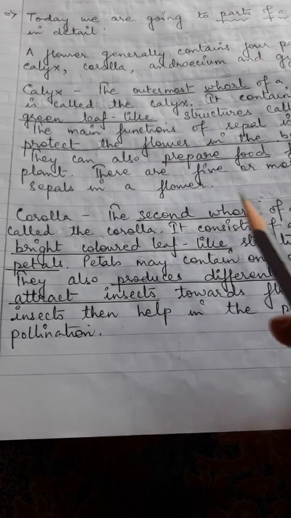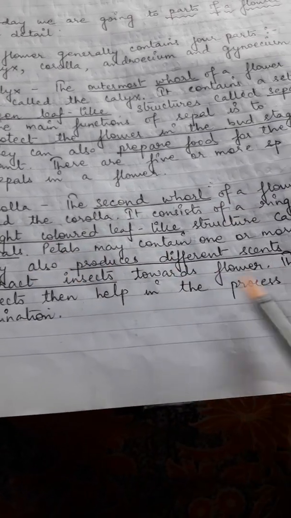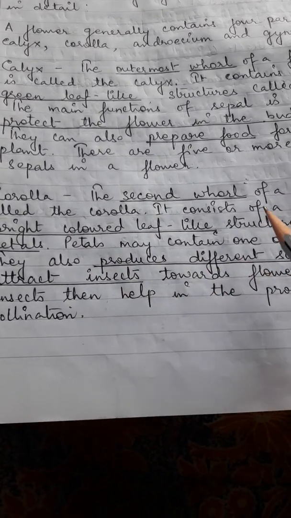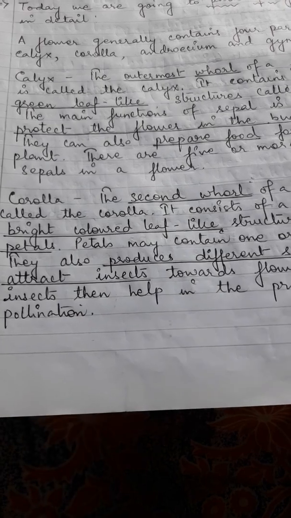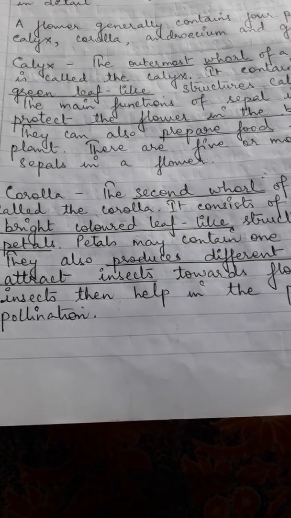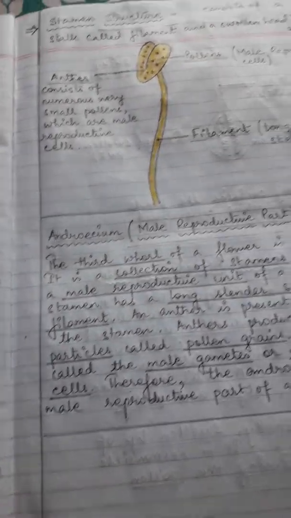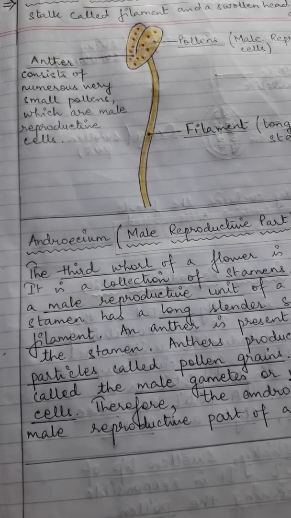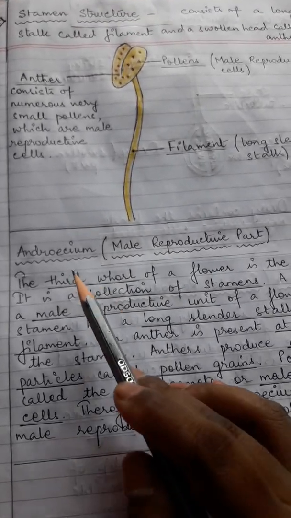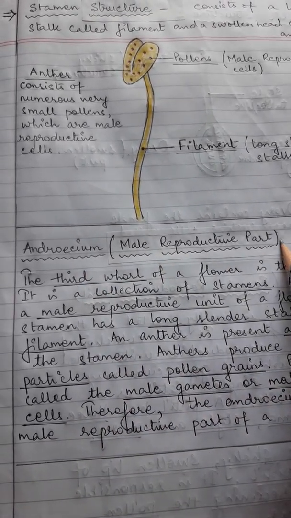Clear? Now here also you can see the underlined portion. These are also the key points. If I ask you how to define corolla, you have to incorporate these key points and write your definition. Now we will move forward to androecium. Androecium is the male reproductive part.